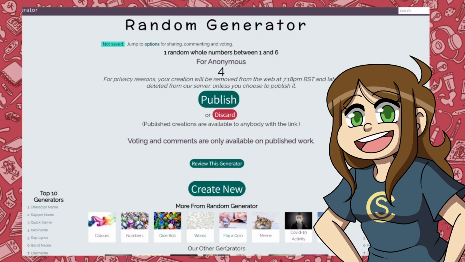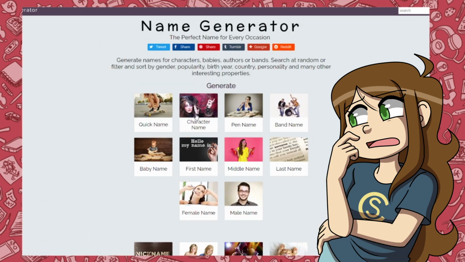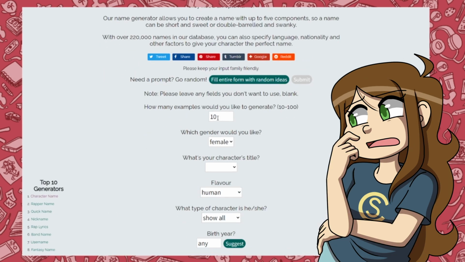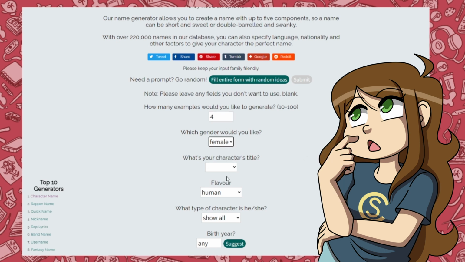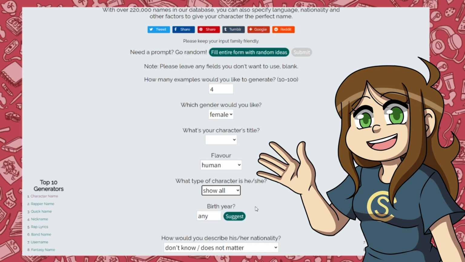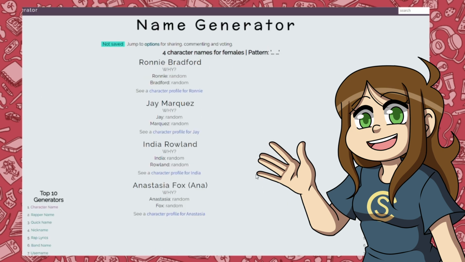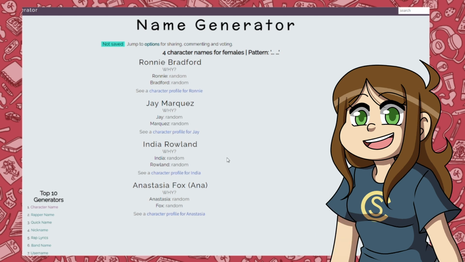Now that I had the number, it was time to generate the names of my characters. Unfortunately, the website only let me pick either all male or all female names, which kinda stinks because I wanted it to be varied, but when I went and did it, some of the names were pretty gender neutral, so I decided to make Ronnie and Jay male names while leaving India and Anastasia female, but of course they can identify however they feel, so I didn't think too deeply about this.